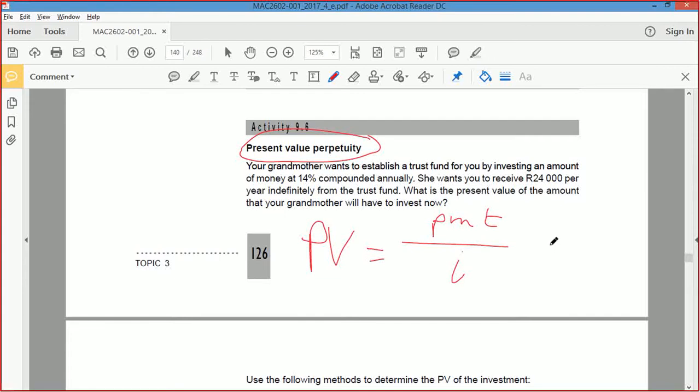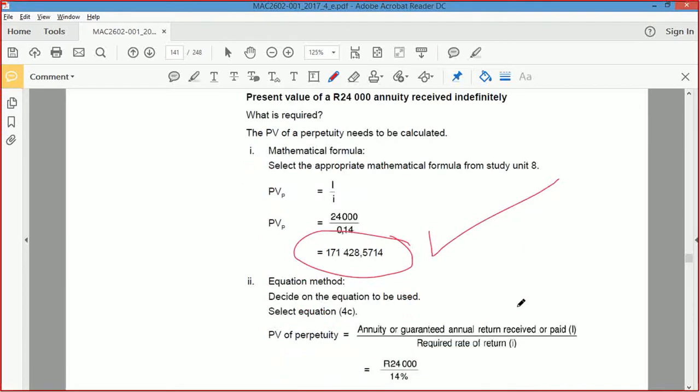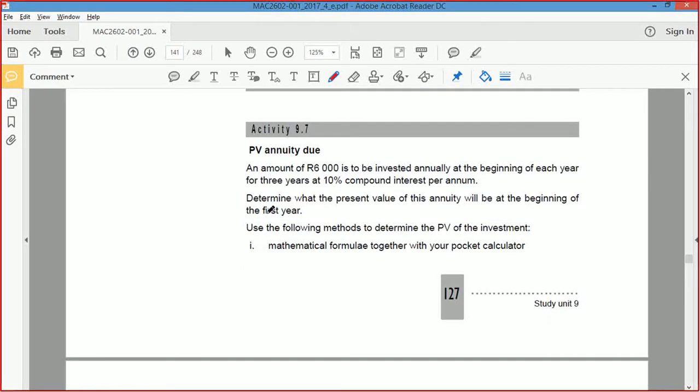My payment, which is 24,000, divided by my I, which is 0.14, equals 171,428 and 57 cents. Very good. Okay, nice. Here's another one. Do this one. Determine what the present value is of the annuity.